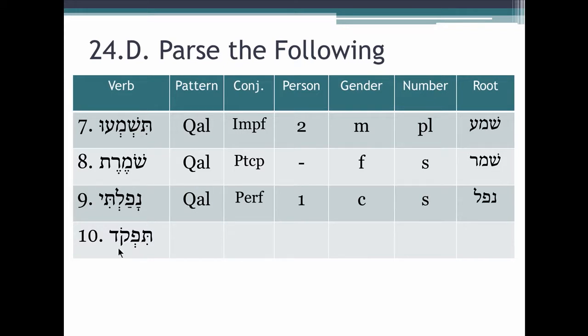And we have tifkod. Again, this really matches almost exactly our paradigmatic form, so this should be easy. We have prefix, tav, and then a discernible lemma, with the o vowel here. So we either have a kal imperfect third feminine or a kal imperfect second masculine singular from pakad.